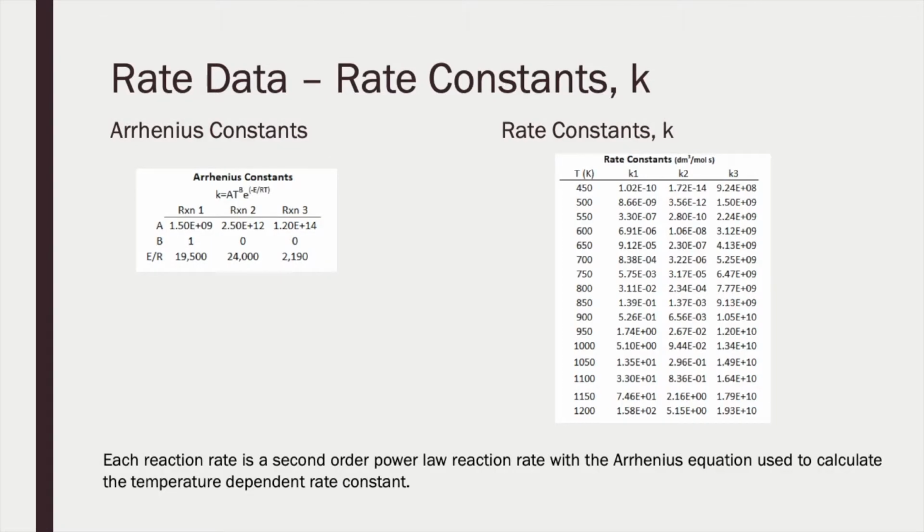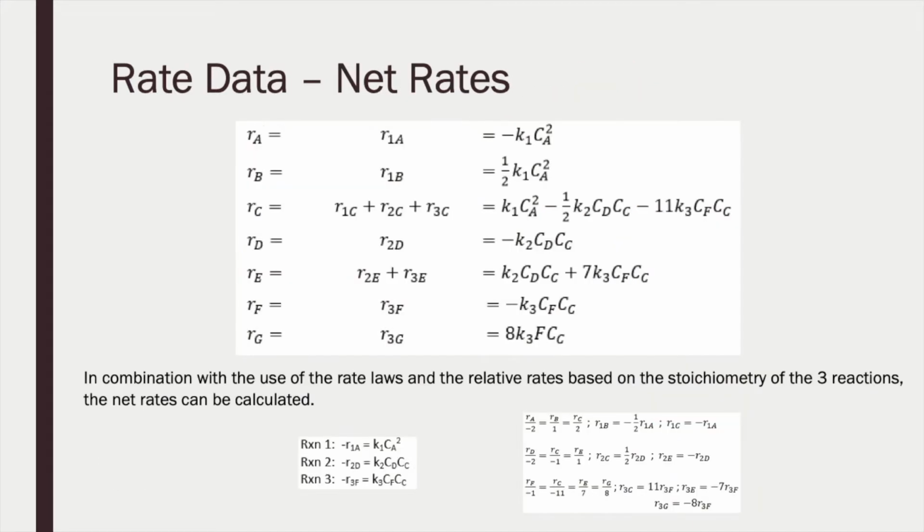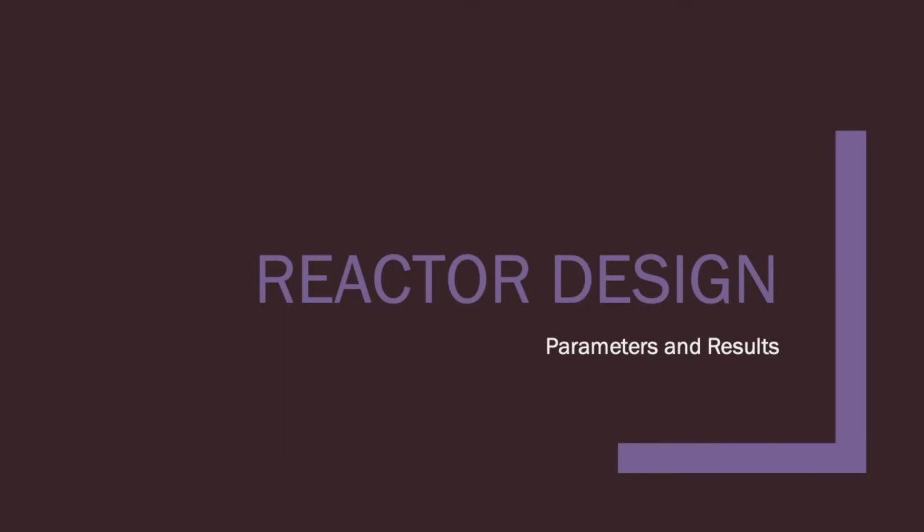The rate data is shown here to properly describe how the reactions are proceeding. These are the rate constants and how they were calculated. Each reaction rate is of second-order power law calculated by the Arrhenius equation and a temperature-dependent rate constant. This is a representation of the net rates of reaction for the three reactions happening inside the catalytic converter based on the stoichiometry. Now we're going to get into our reactor design.